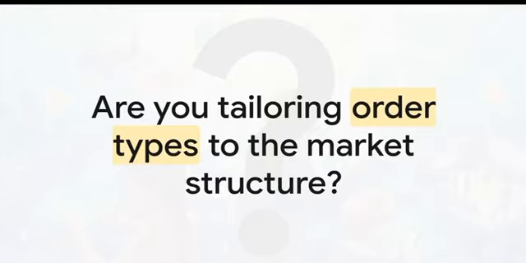I want to leave you with this final provocative thought. We've clearly seen today that market structure isn't just some dry academic textbook theory. It is the invisible hand that directly dictates your final execution price and your hidden costs. So the absolute most important question you have to ask yourself every single time you hit buy or sell is this. Are you just mindlessly placing trades, or are you strategically tailoring your order types to the specific market structure you're playing in? Master the structure and you master the trade.